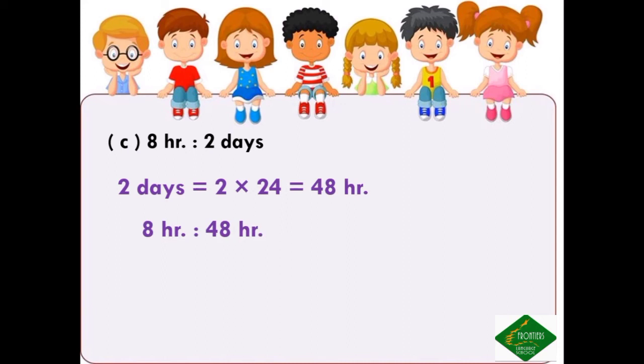So now we have the same unit, 8 hours to 48 hours. We have the same unit, we must cross it. Then 8 to 48, I must put in simplest form. I divide by 8, it equals 1 to 6.